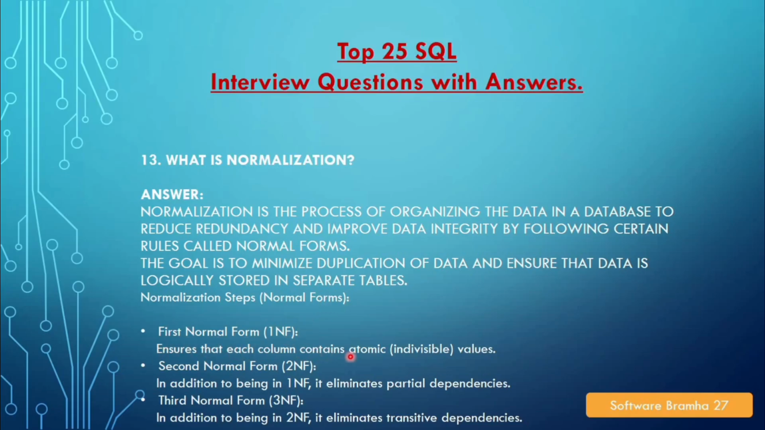It ensures that each column contains atomic, that is indivisible values. Second normal form. In addition to being in first normal form, it eliminates partial dependencies, that is, it has to follow the rules of first normal form, and it eliminates partial dependencies. The third normal form. In addition to being in second normal form, it eliminates transitive dependencies, that is, it has to be in the second normal form, and also it eliminates transitive dependencies.